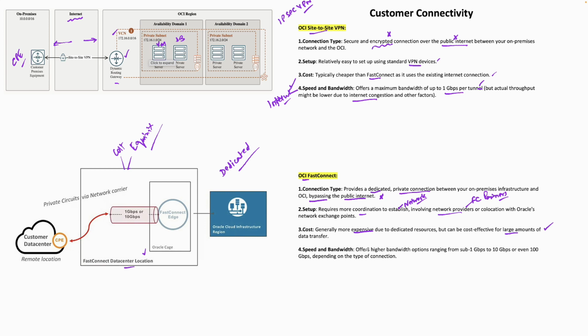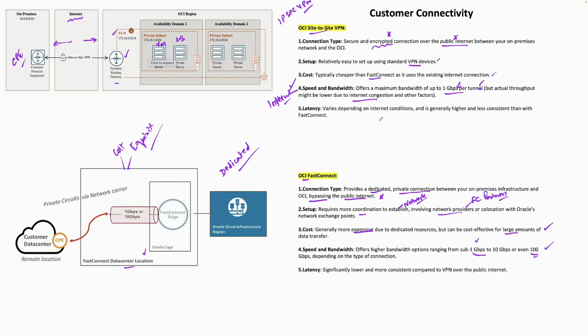But if I compare with Fastconnect, normally you start with 1 Gbps. So where you end here, you start there. Here we are ending at 1 Gbps maximum speed, and here we are starting with 1 Gbps, and it can go even up to 100 Gbps, right? It normally says that you can go with increments of 10 Gbps, right?